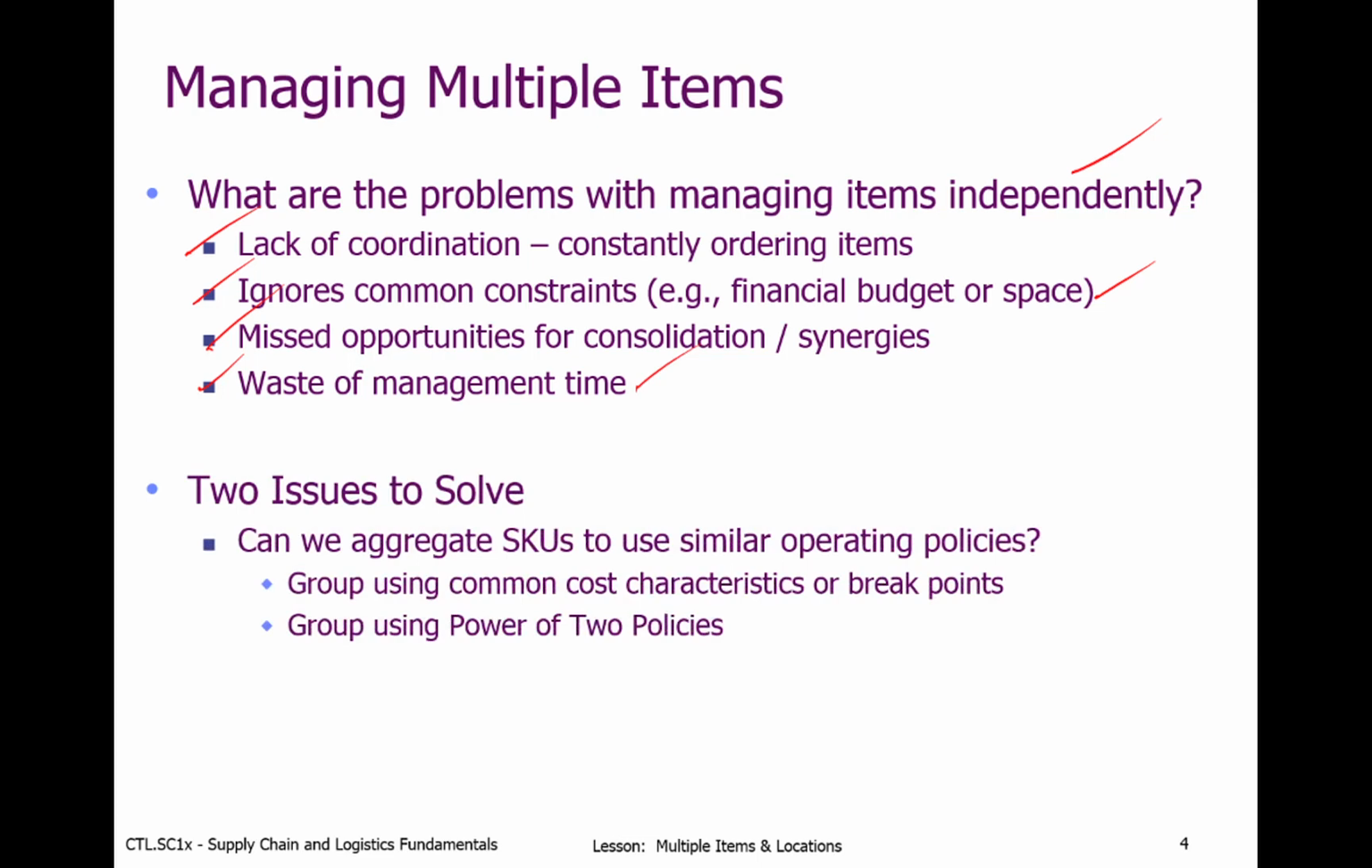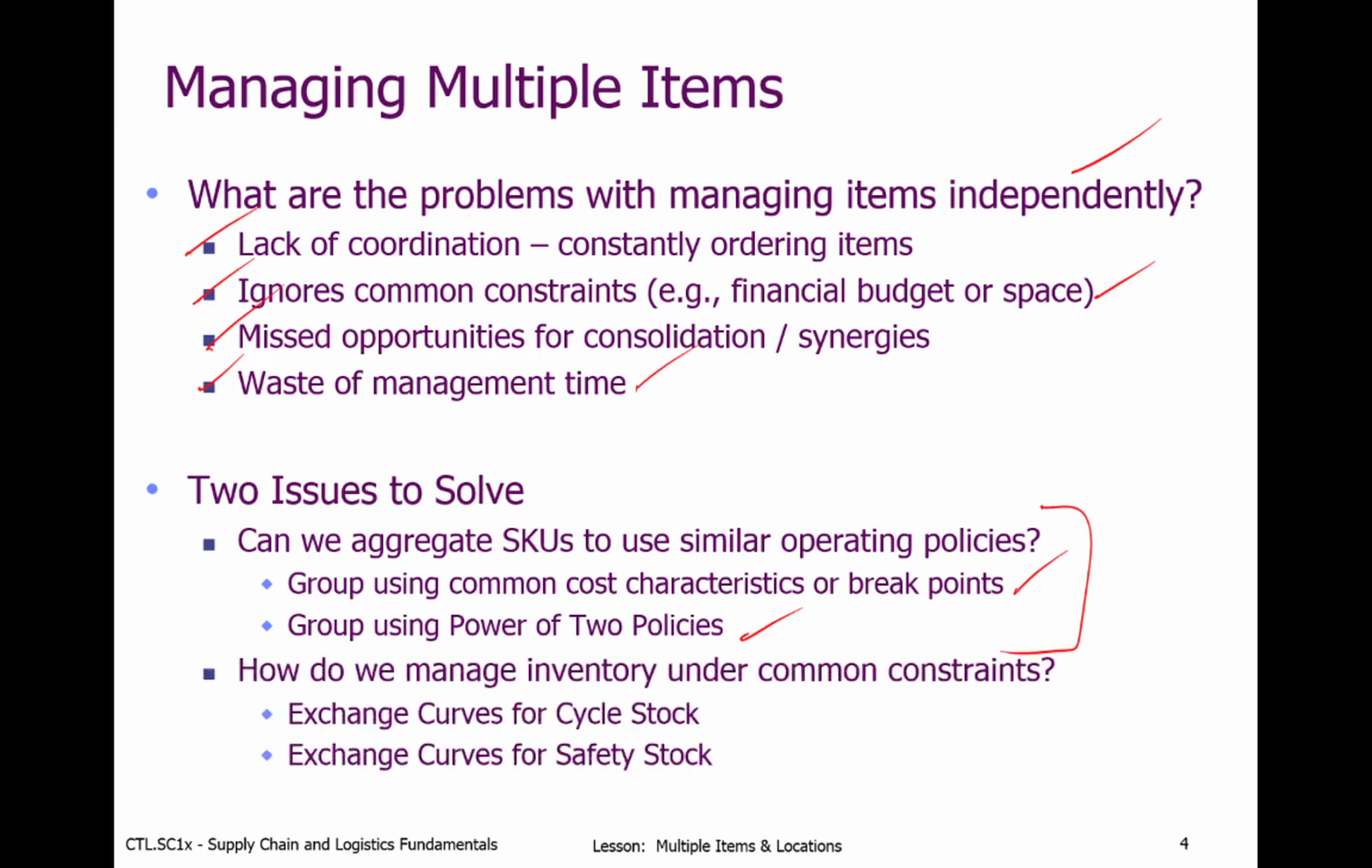So two issues we're going to solve in this lesson. First, we're going to look at aggregating SKUs, and we're going to look at this in two ways. There are many other ways. The first, we're going to look at common cost characteristics and develop some breakpoints. And then we're going to use the old power of two policies that we introduced several lessons back. Then we're going to look at what are called exchange curves, where we can make trade-offs between some kind of budget for either cycle stock or safety stock, and determine what that does. What does that do to my service level? All right, so let's get started.